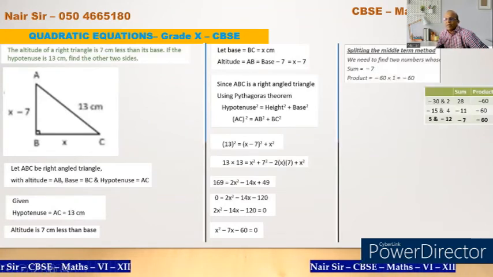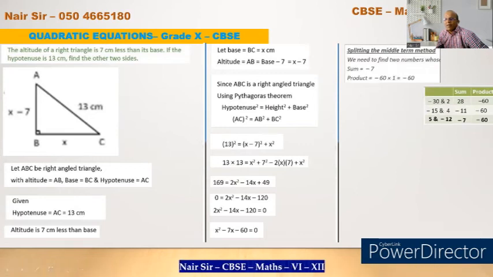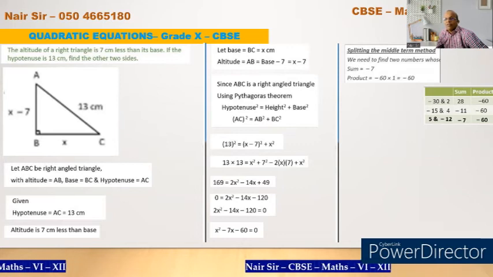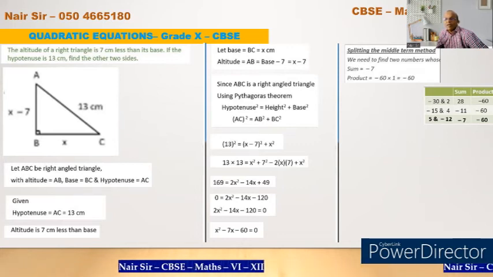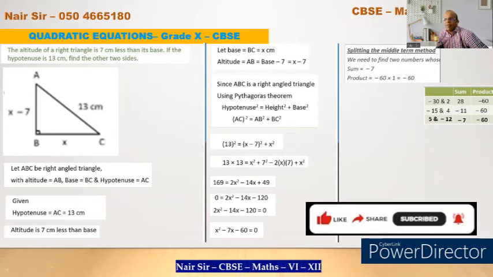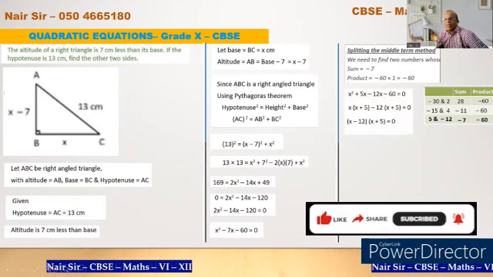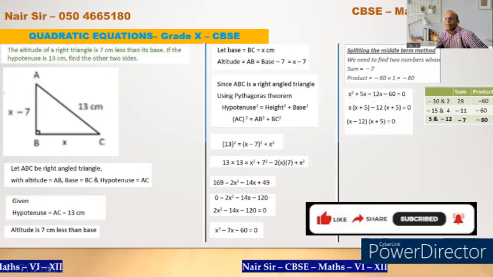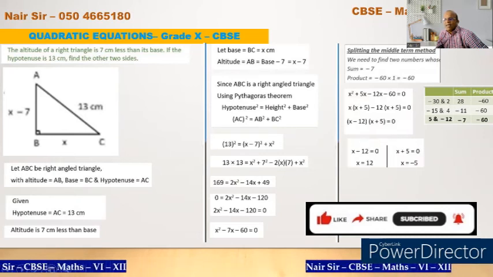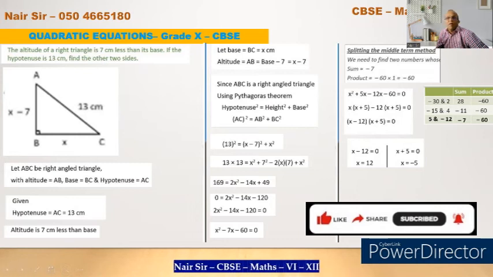So splitting the middle term, what do I get? 5 into 12 is 60, and minus 12 plus 5 is minus 7. Solve it. What do I get? X is equal to 12 and x is equal to minus 5.